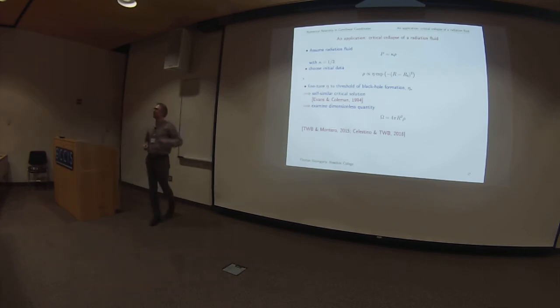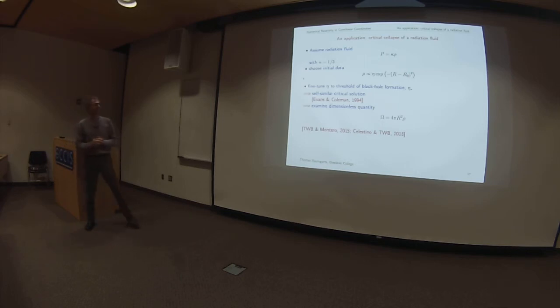Let me tell you quickly about one application for which I've used this code, for which it has been very useful, and that is critical collapse. Critical phenomena in gravitational collapse were discovered in 1993 by Matt Choptuik. Those of you who paid attention back then know exactly what's going on. For those who didn't, sorry, I don't have enough time to explain. But in essence, a critical phenomenon appears at the threshold of black hole formation.